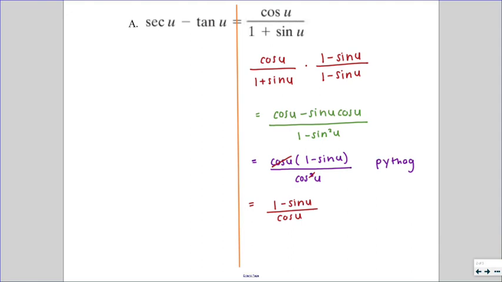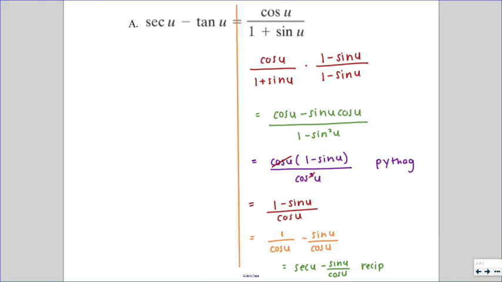That's not quite what we want. We want secant u minus tangent u. And so what I can do, again, using math, is I can separate all the terms in the numerator, put them over their own denominators. We find 1 over cosine u minus sine u over cosine u. Well, we're going to have to do this in a couple steps because they have different properties here. But 1 over cosine u, that's secant u. That comes from the reciprocal property.